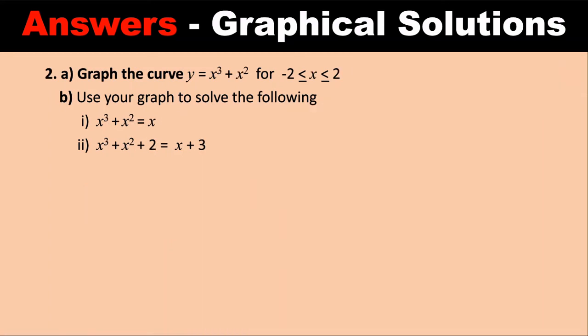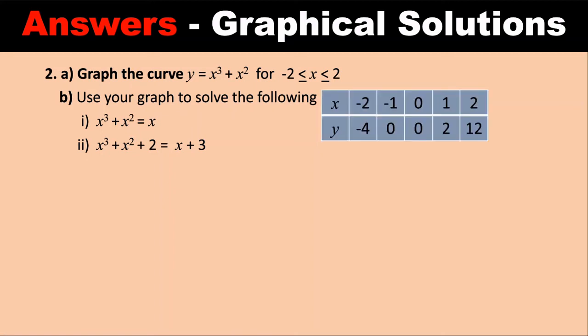For question 2, I hope you recognize that this is a cubic curve. It's a positive cubic. So when you're plotting your points, you should have noticed that they start low on the left-hand side. They may have a bend in it, but then they end up high to the right-hand side. So start by setting up your table of values. We can see that our y coordinates reach as low as -4 and as high as 12, so make sure you had space to do that.